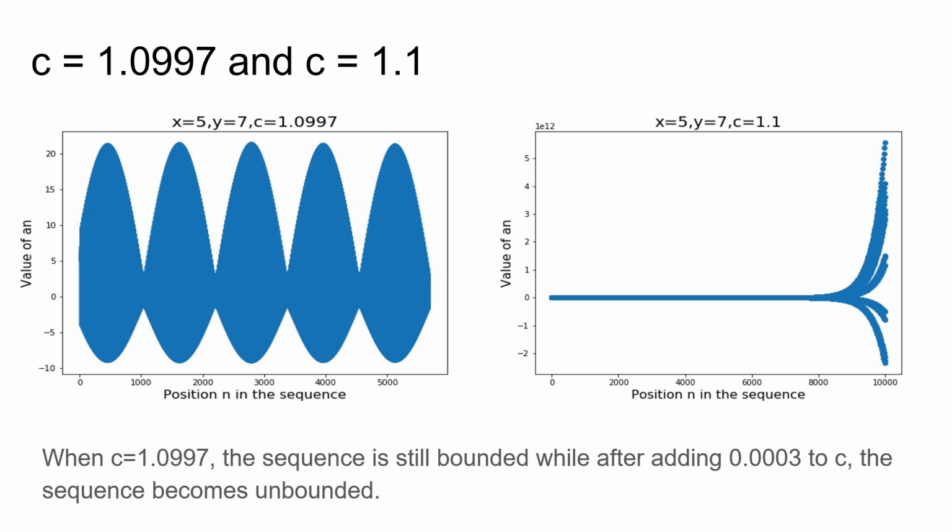This is a very interesting example. When C equals 1.09 and 7, the sequence is still bounded. Well, after adding 0.0003 to the value C, the sequence becomes unbounded. There's a very little gap between these two values, but these two graphs show a very big difference. So what happens in this very small gap? Until now, we are not very clear about this small gap. So if you have any comments or ideas about this gap, you can share them with us after the presentation.